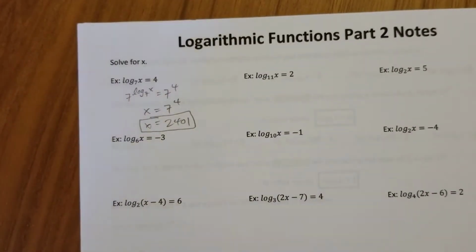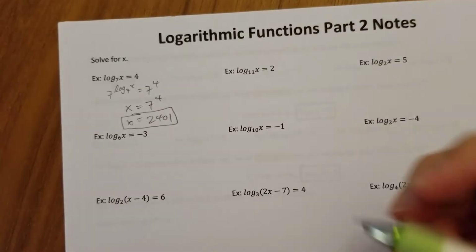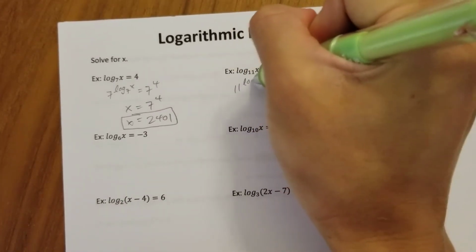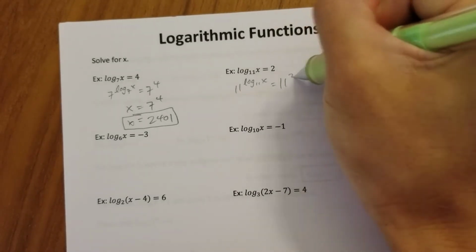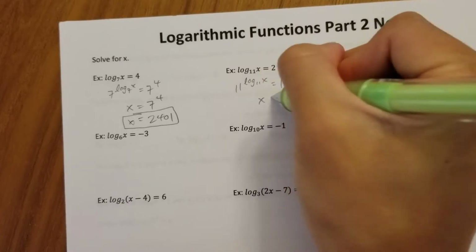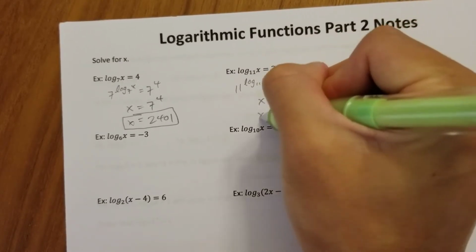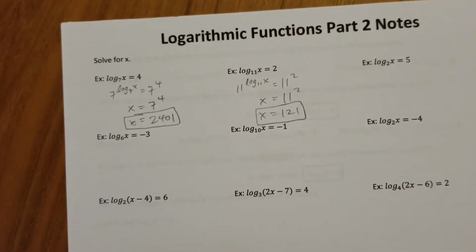Okay. Next one. So if we see this here, our base is 11. Since our base is 11, 11 raised to log base 11 of x equals 11 squared. Okay. This part would disappear. We have x equals 11 squared. So x equals 121.